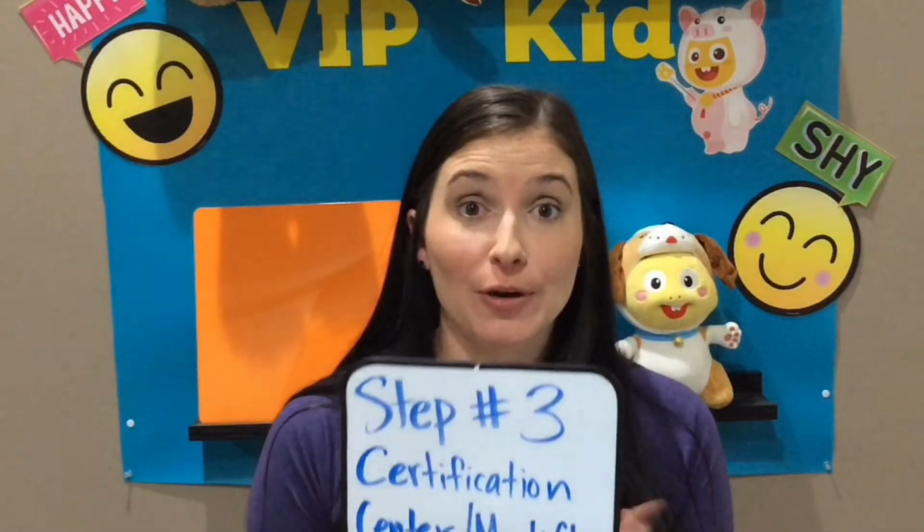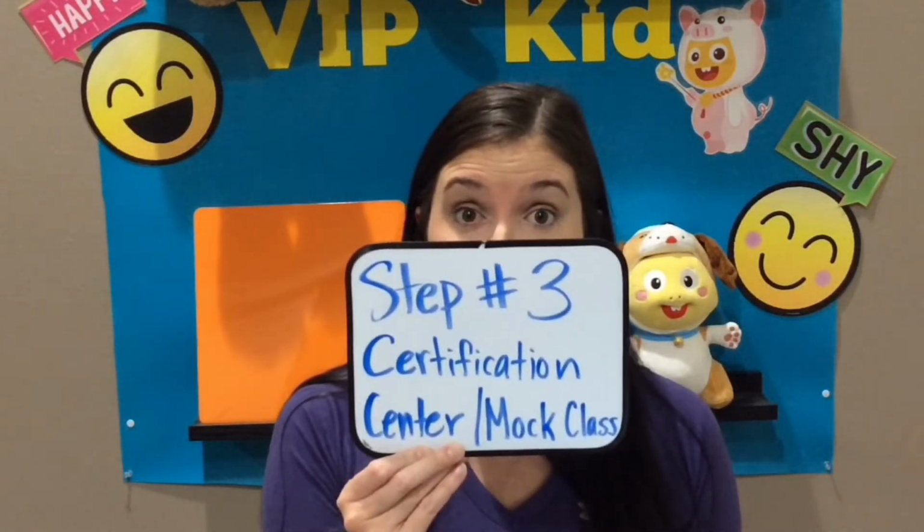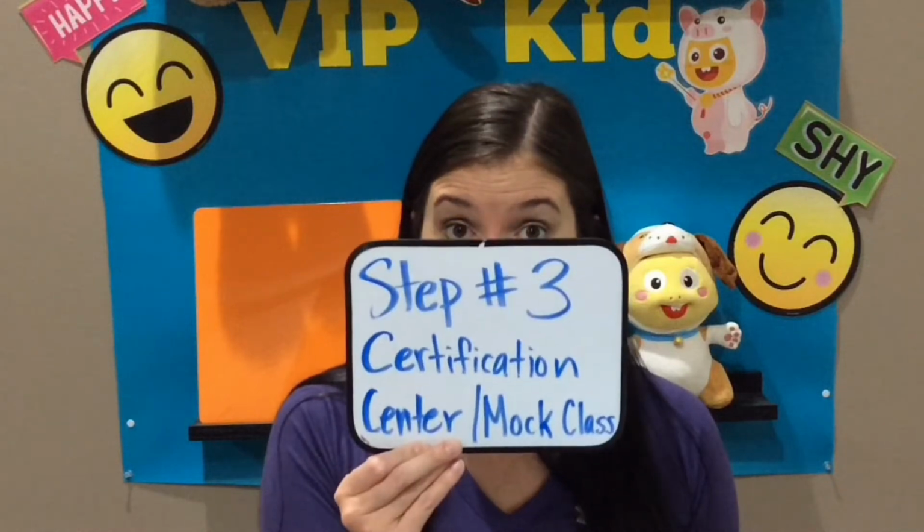Okay? After you make it through step number 2, you move on to step number 3, which is the Certification Center and where you teach your mock class. In the Certification Center, you decide which levels you would like to certify for. There are 2 options. You can certify for levels 1 and 2, which are your beginners. They don't have a whole lot of knowledge in English. They are very young. They're normally anywhere from 4 to about 6 or 7 years old.